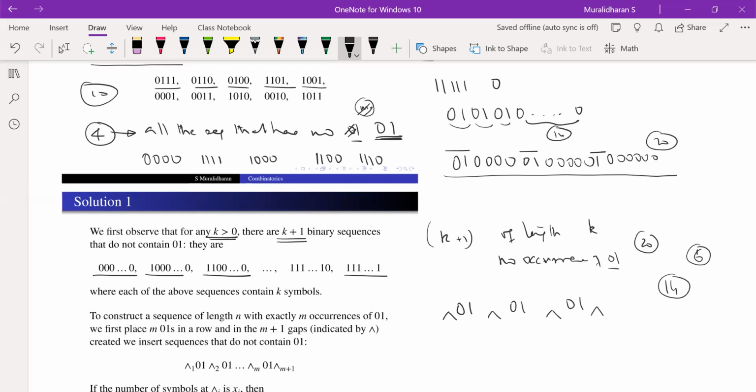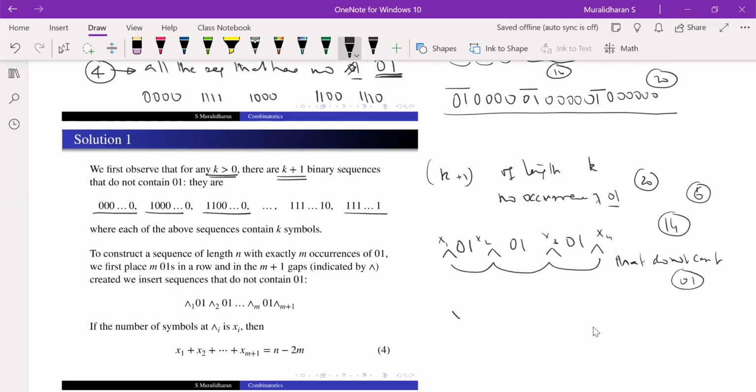So what are the things I can add here? Whatever I add here should not have any 0, 1 at all, because if it has a 0, 1, then that would add to the number of occurrences, and I don't want that. So I can add 4 sequences that do not contain any 0, 1 at all. Suppose the length here is x1, here x2, here x3, and here x4. Then x1 plus x2 plus x3 plus x4 must be equal to 14.